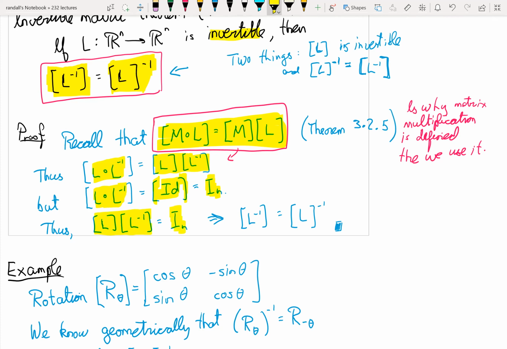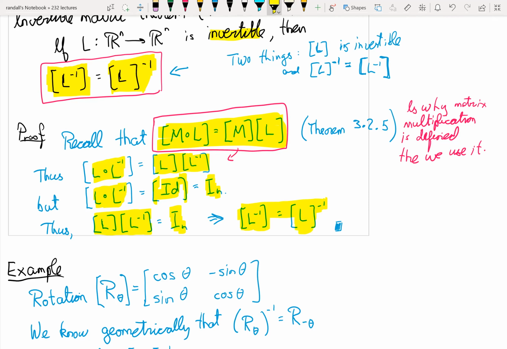Okay, so I'm just looking at the right-hand side of both equations. And that tells us, as we know from above, if I see a product of two square matrices that's equal to the identity, then they're inverses of each other. Therefore, the standard matrix of L inverse is the inverse of the matrix L.